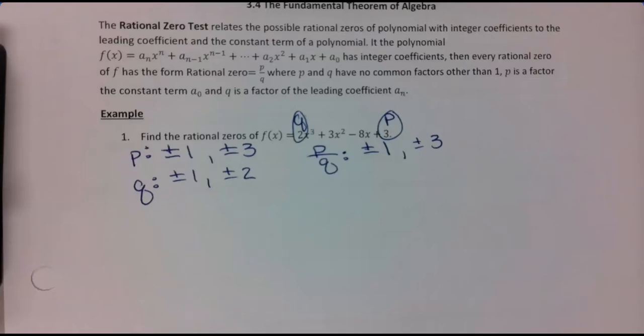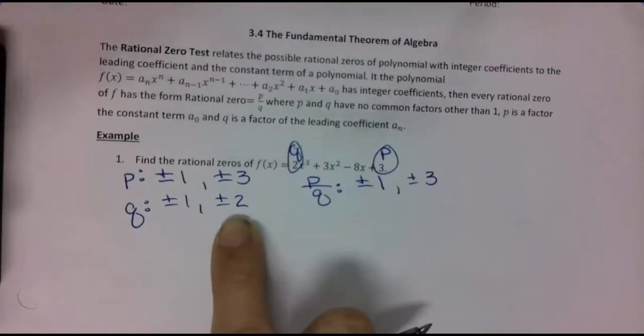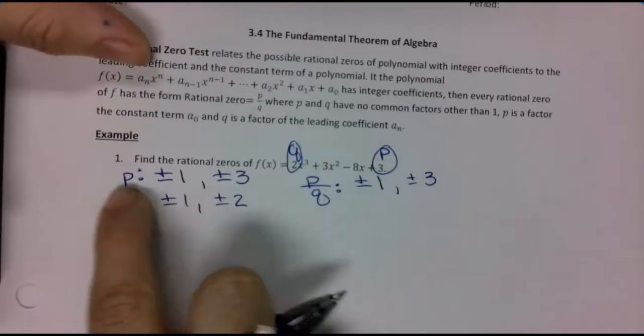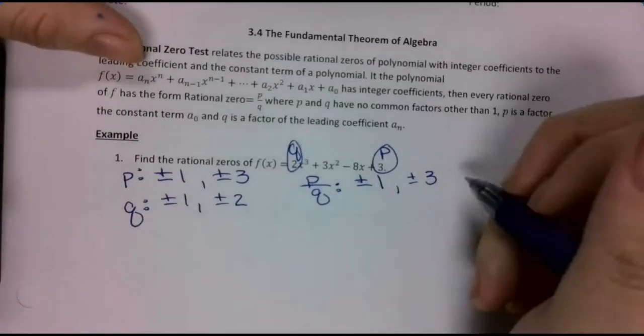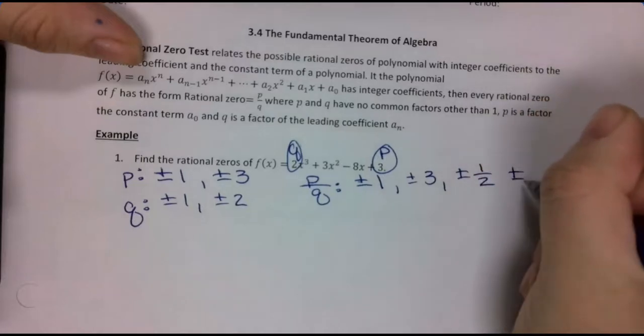I want to divide my other numbers by the 2. I want to go ahead and divide my factors of p by the 2. So I'm going to have plus and minus 1/2, and then plus and minus 3/2.